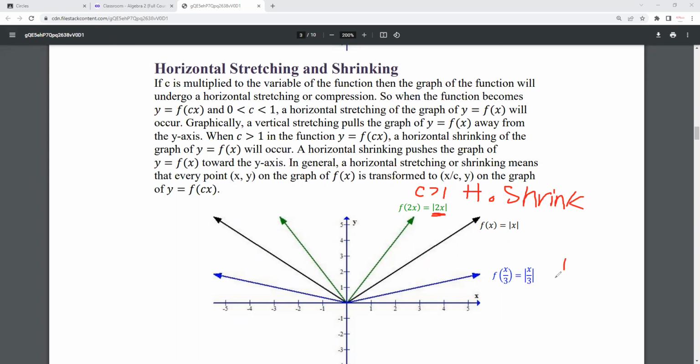Here, it's basically 1/3, right? Our value is 1/3. That's what this means. So our c was greater than 0, but less than 1. It did a horizontal stretch, which is the same thing as a vertical shrink. Stretch. Sorry, I couldn't spell. And so, yeah, that's pretty much going through transformations.